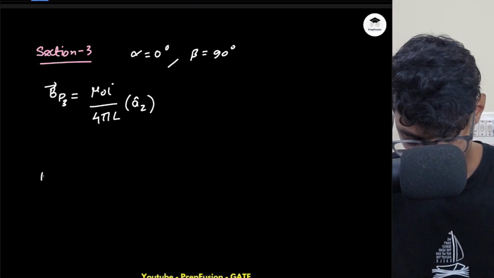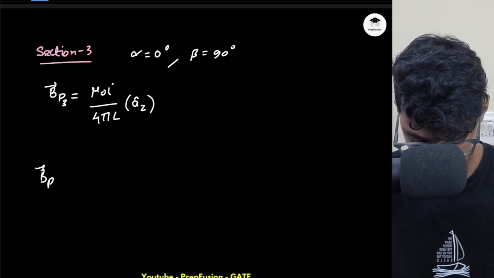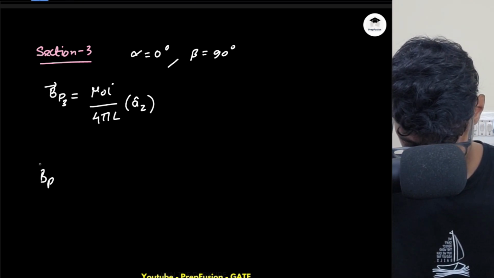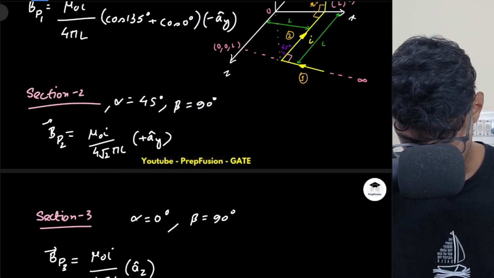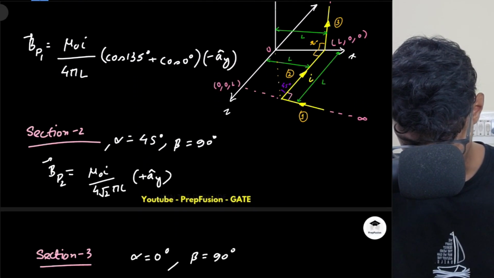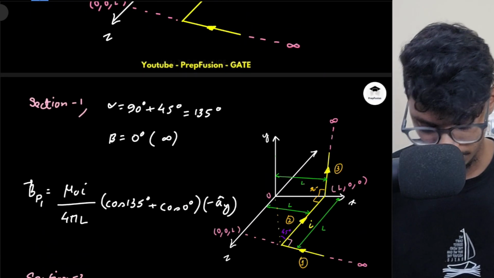So what will be the final magnetic field, Vp? It will be simply, I will take mu naught I by 4 pi L common. Okay, if I take this thing common, right?